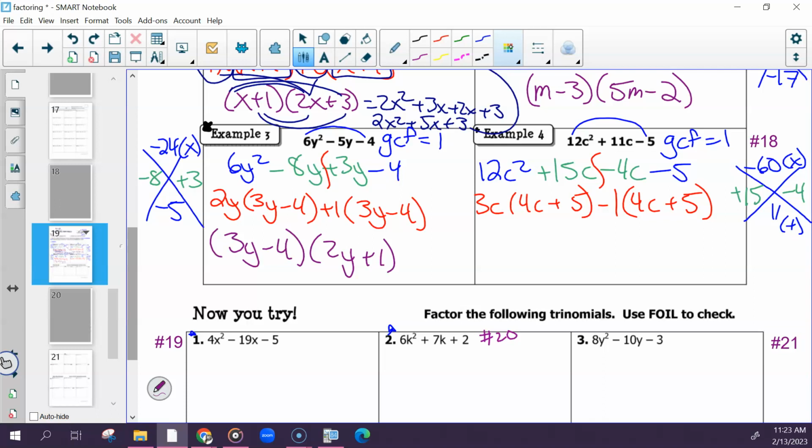What would those final answers be? 4c plus 5 and 3c minus 1. Questions on this so far?